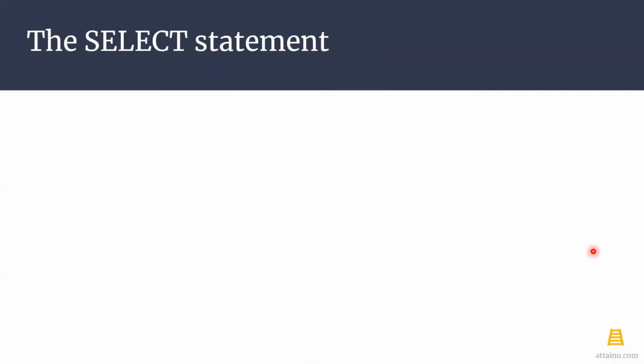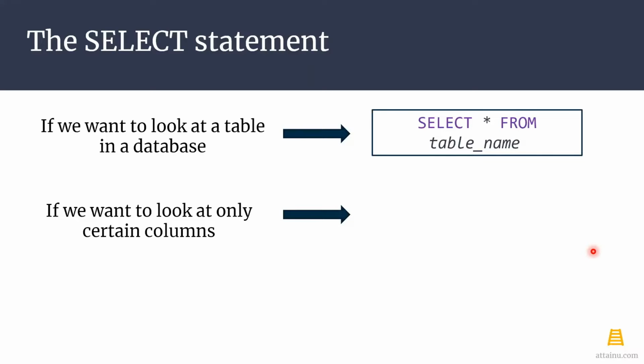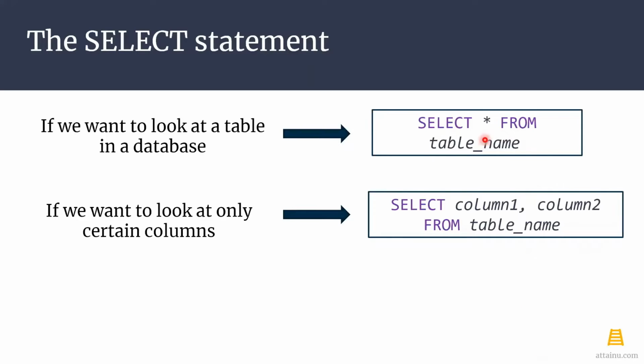So in the last video, we looked at how we can use the select statement to retrieve data from a table. So for example, if we want to look at a table in a database, then the corresponding SQL statement is select star from table name. So this just retrieves all the data that's in the table. If we want to filter out certain columns, if we want to look only at a few specific columns, then the corresponding SQL statement is select, and then you list out the names of the columns from table name. So this is what we covered in the last video.